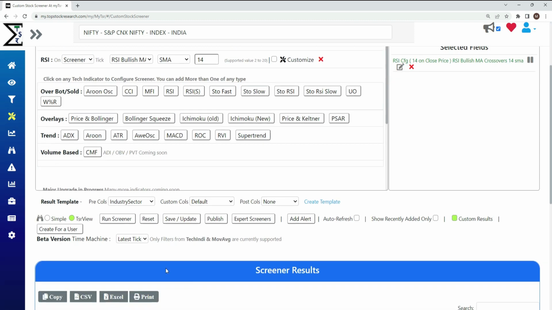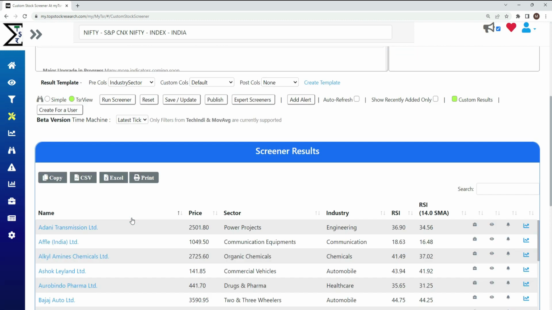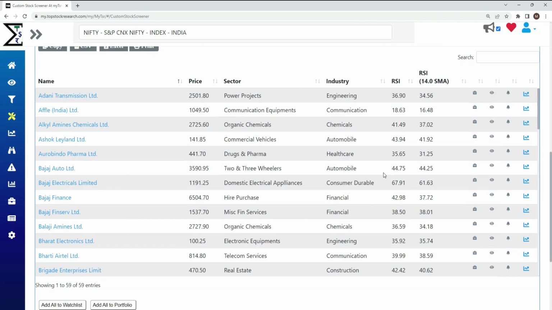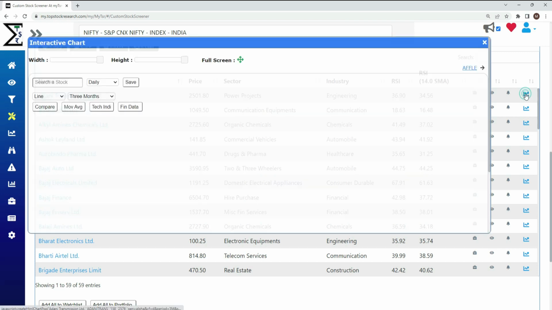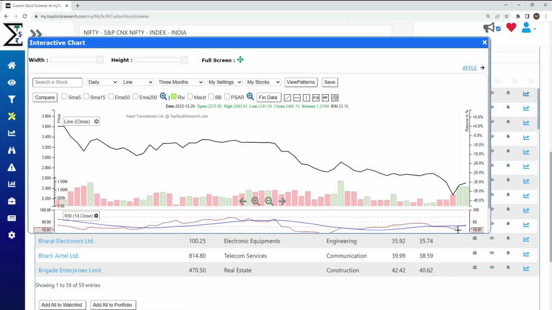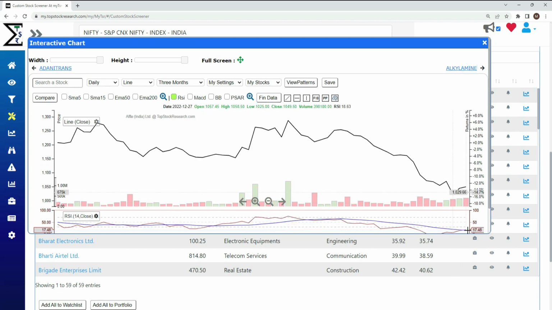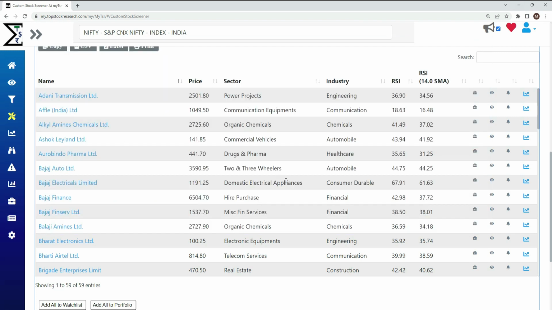It's a bullish crossover. So when you screen these stocks, you'll find all the stocks where the RSI has crossed above its RSI 14 moving average. So this is 34, this is 36. When you look at the chart, you see that the RSI is crossing above its moving average, right? That's how you can filter RSI along with its moving average using the DIY screener.